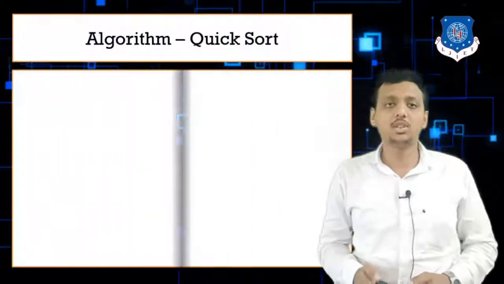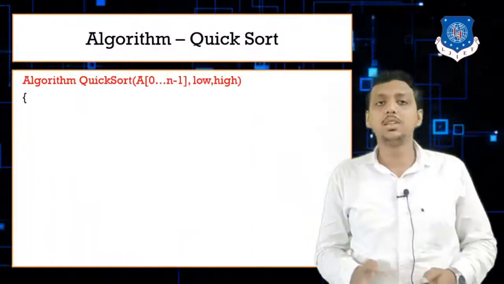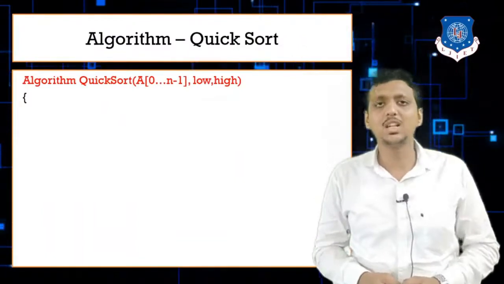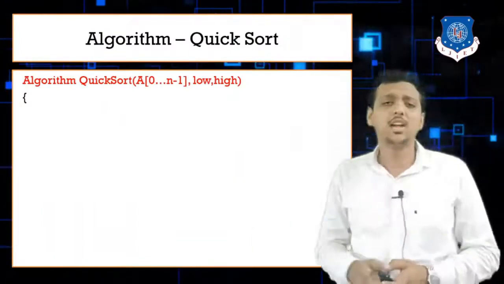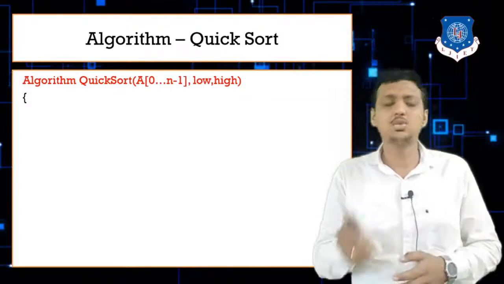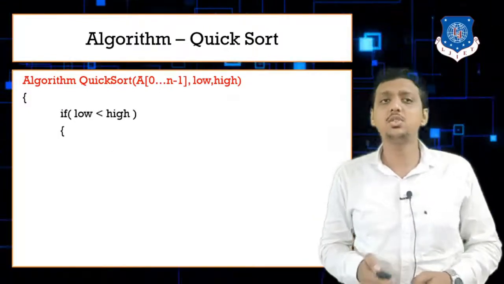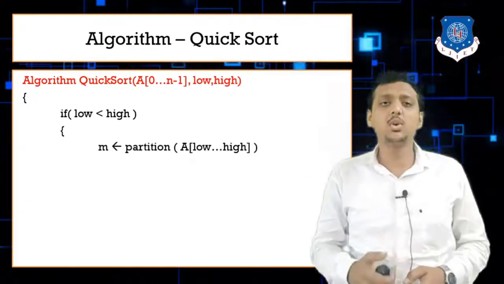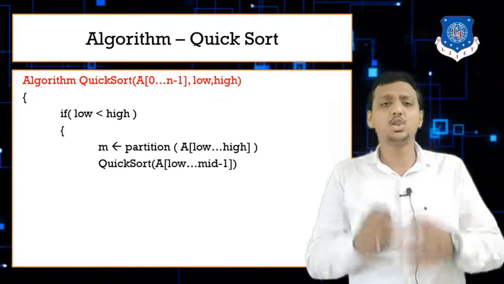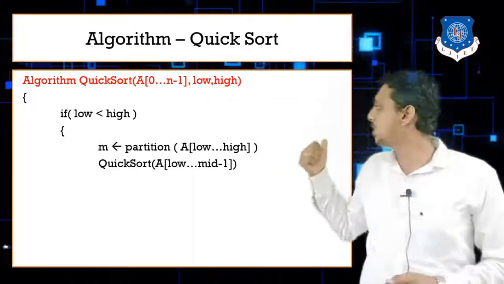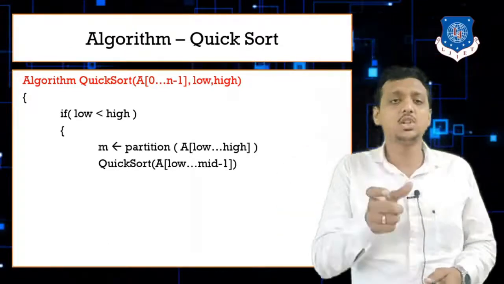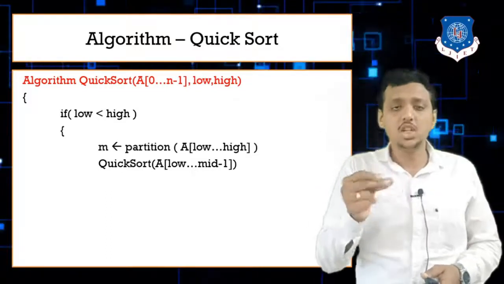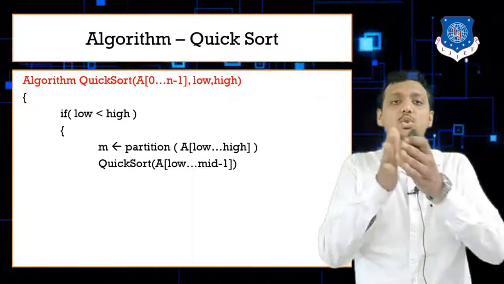Now let's talk about the algorithm of quicksort. The algorithm goes like this. Quicksort is A of 0 to n minus 1, comma low, comma high, where low shows the lower bound of the array and high shows the higher bound of the array. First you need to check if low is less than or equal to high, then m is equal to partition of A, comma low. This partition is another function, or another algorithm, which returns the position of j where you need to divide the list.